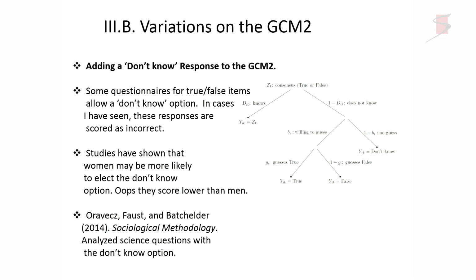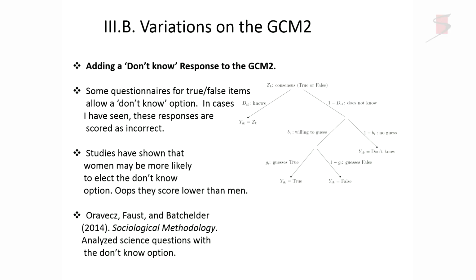So variations. One last story here. Some people allow a don't know response. We had tangled with a sociologist who asked questions about science. And it turns out women are a little more likely to use the don't know response than men, and then they go and they call don't know an error, right? So we extended the model to: you either know it or you don't know it, and then you're willing to guess or you're not willing to guess, and then you guess true or false. We can actually estimate differential tendencies to go with don't know.